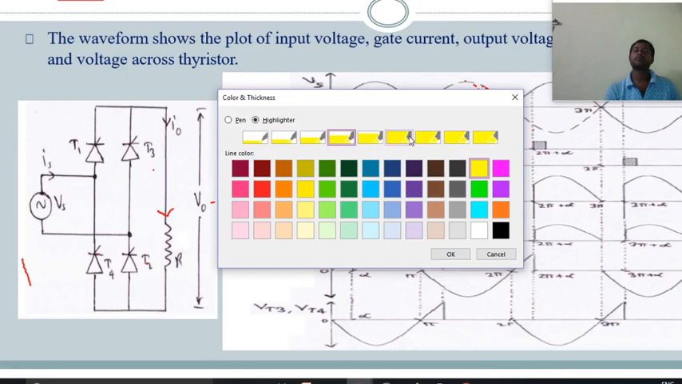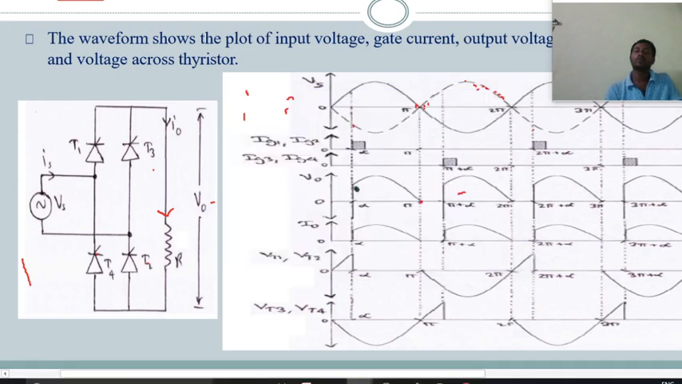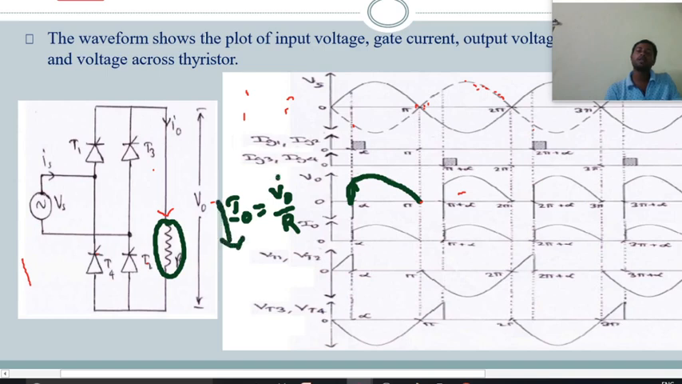So now let me check the output current. This is the output voltage. So the output current I output is equal to V output by R, nothing but the load having some resistance. So if you divide the output voltage by some resistance, the output current will decrease compared to the output voltage, so that the magnitude of the current will be somewhat lesser than the output voltage.